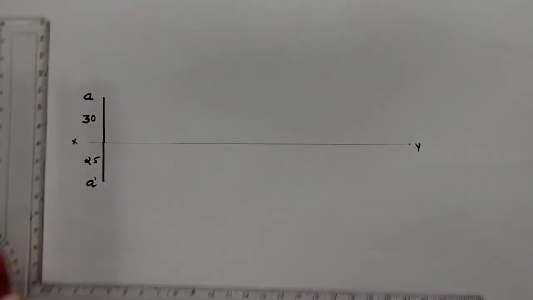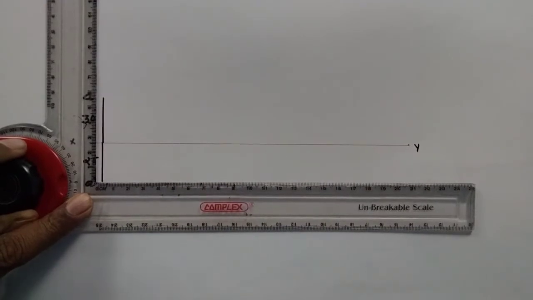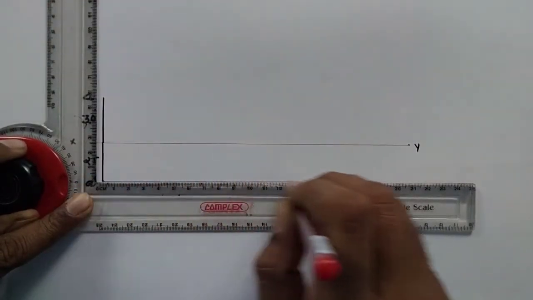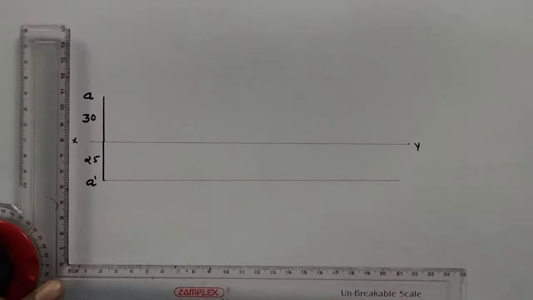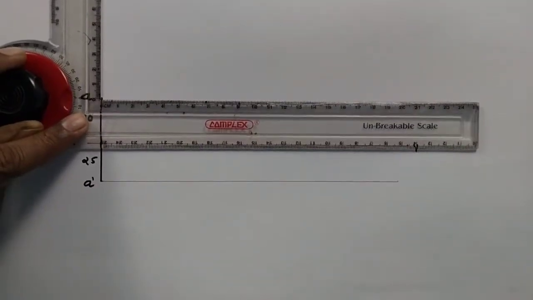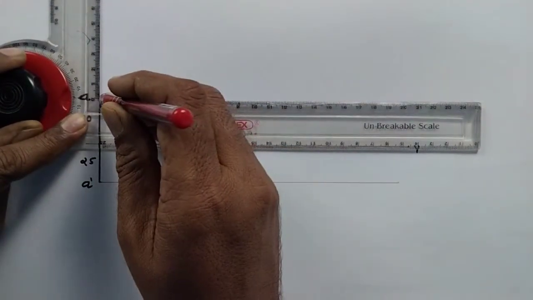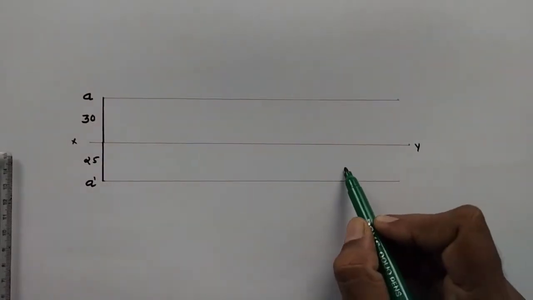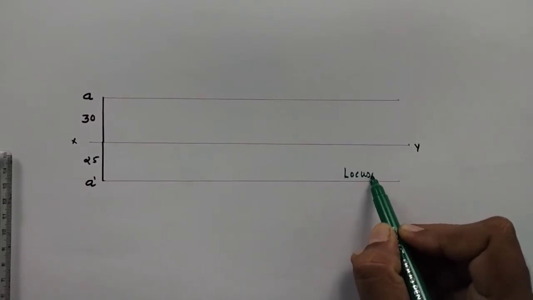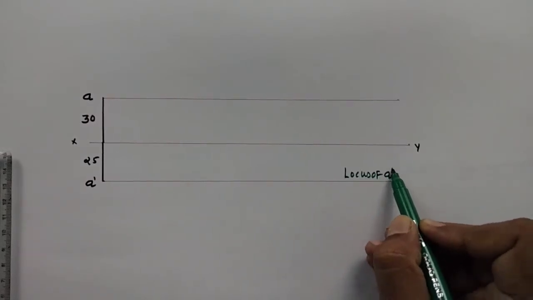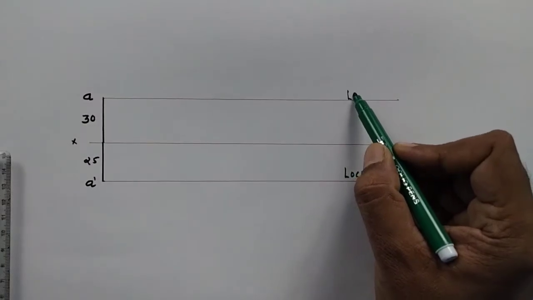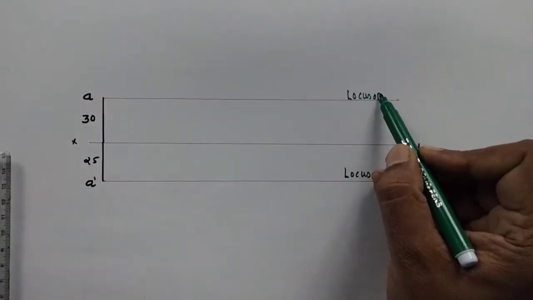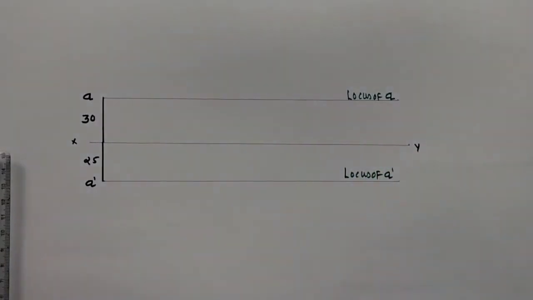Then we create our locus. This is the locus of A dash. This is the locus of A. So here we write the locus of A dash, and the locus of plan point A.